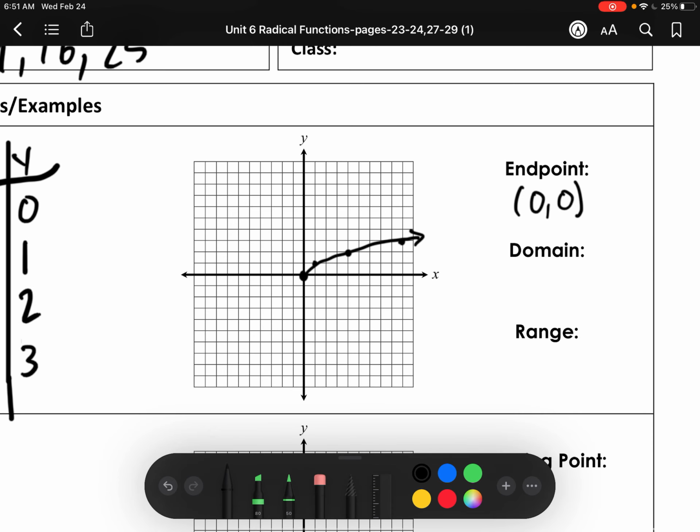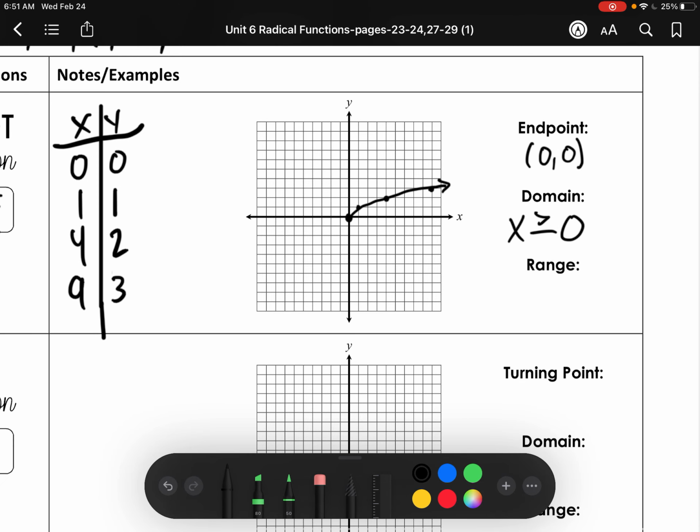Now the domain refers to what x values we can plug into our function. So we can only plug in 0 and above, right? We can't plug in anything below 0. So our domain here would be x is greater than or equal to 0, right? Because we know that we can't plug in -1 or anything below that.